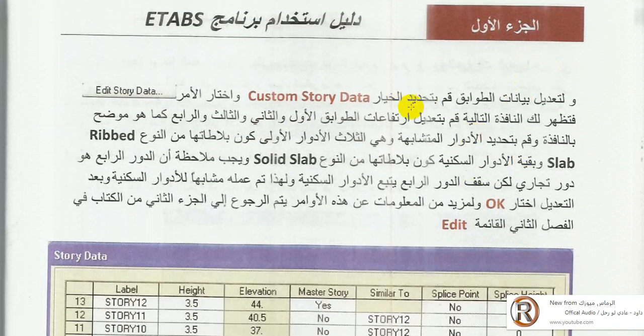In order to modify floors, select the option Custom Story Data and select the command Edit Story Data. You can have the following pop-up menu: identify or modify the elevation of the second and third floors as illustrated by the window. Set the similar floors, the first to the third floors, where the floors are ribbed slab, and the rest of the housing blocks are solid slab, as you can see in front of you.